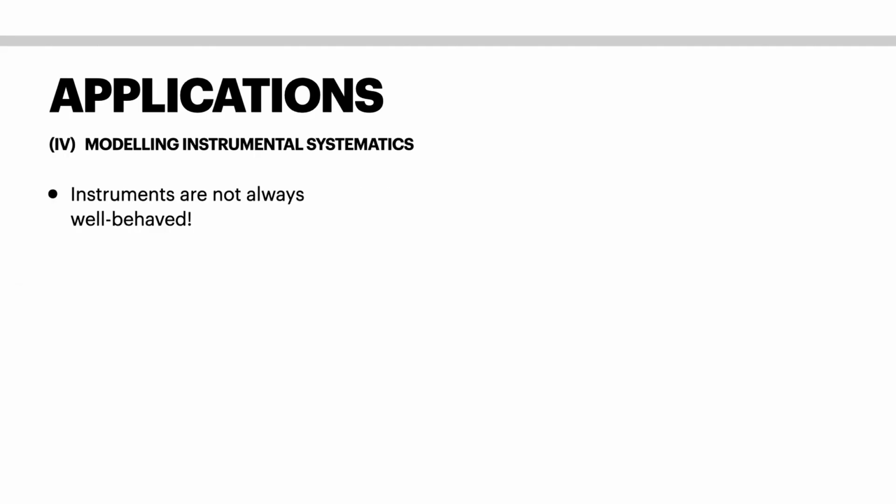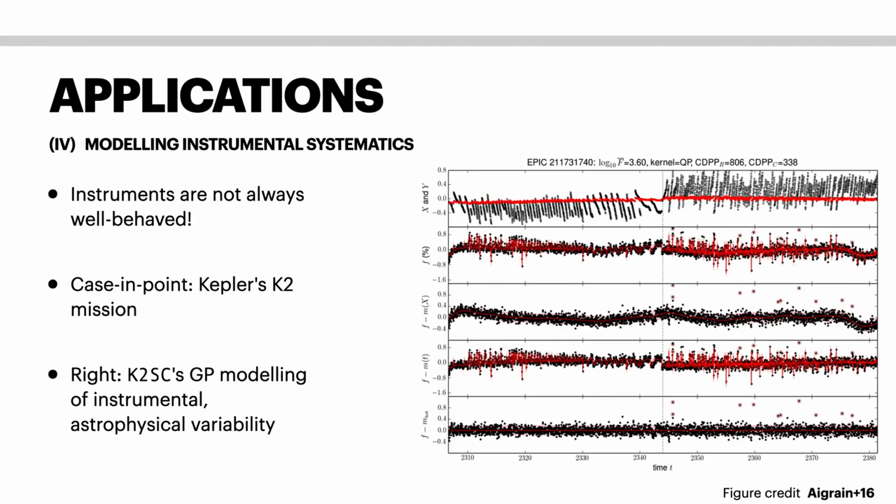Right, application number 4. Turns out that the instruments we use to observe things are not always well behaved. An excellent case in point is the Kepler spacecraft during the K2 mission, by which point 2 of Kepler's reaction wheels had failed, and light curves were affected by severe and very complex systematics. Complex, but with some structure, which made them amenable for modeling with a GP. So that's exactly what Aigrain et al. did. They developed a pipeline, K2SC, that corrects Kepler's instrumental systematics simultaneously with stellar variability in light curves.